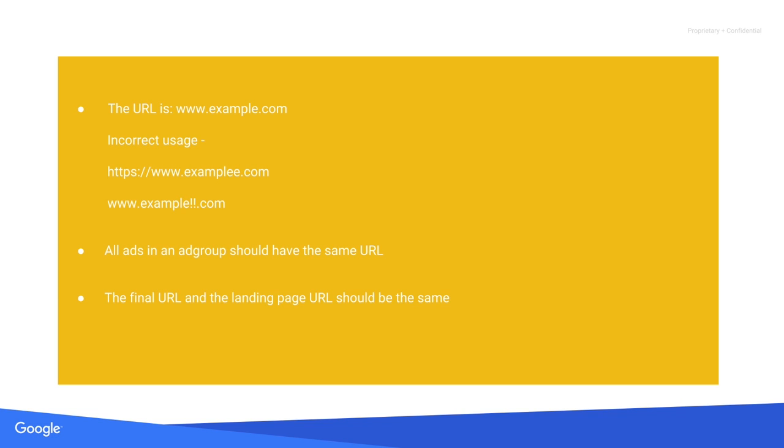Another common disapproval reason has to do with your ad's URL domain. Every website has a domain. For example, the google.com in google.com/AdWords. In AdWords, all ads within the same ad group need to have the same domain. Also, the domains in your ad's display URL, final URL, and landing page URL need to have the same domain. Basically, the website listed in your ads need to accurately show which website people will be taken to when they click on your ads.